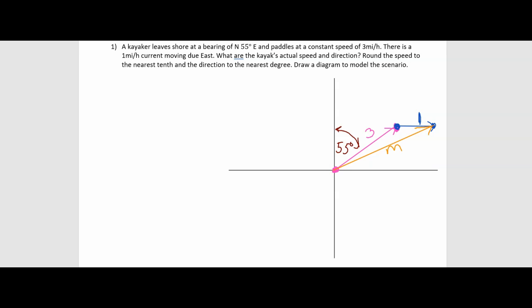And you could think about that, right? If the kayaker starts traveling along the pink line, but he's constantly being pushed to the east, his actual path is going to look more like that orange line than the pink line. When I say line, I mean vector or segment.